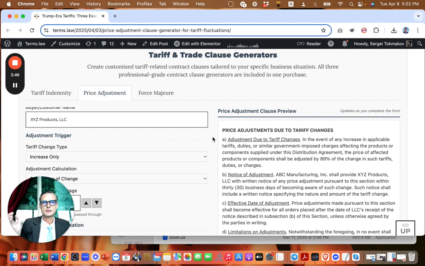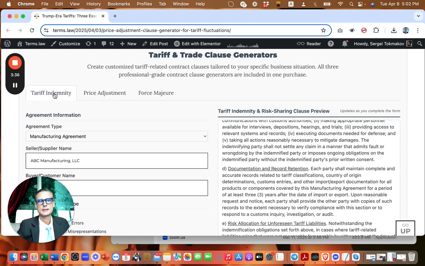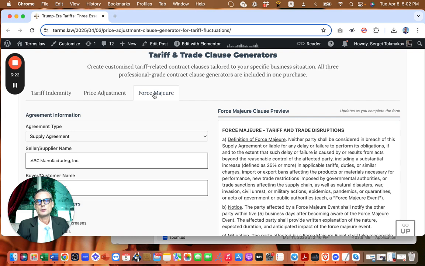So let me explain what types of clauses are going to be affected the most. First of all, of course, is the price adjustment. The prices are going to go up pretty drastically for some of those countries of origin. Second is the tariff indemnity liability shifting will become an issue. Who is responsible for the drastic increase? And the third one, whether the force majeure clause that you currently have, if you do have it, covers the tariffs. Chances are it does not.